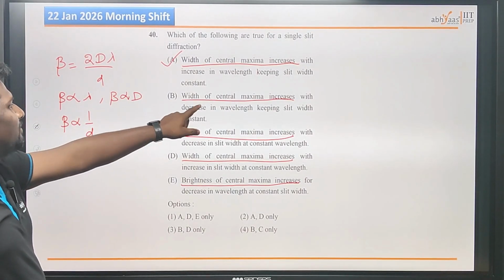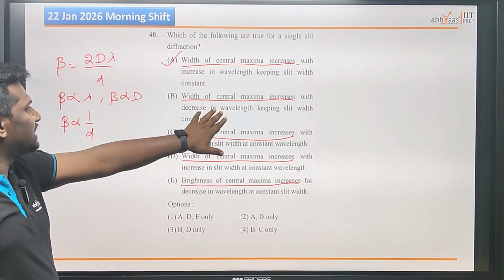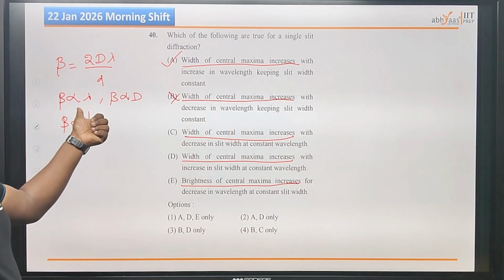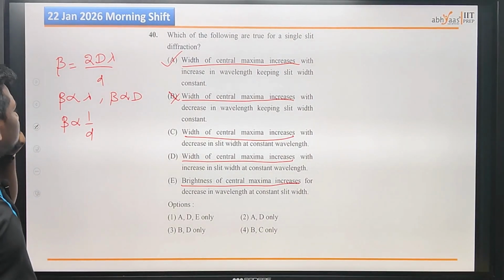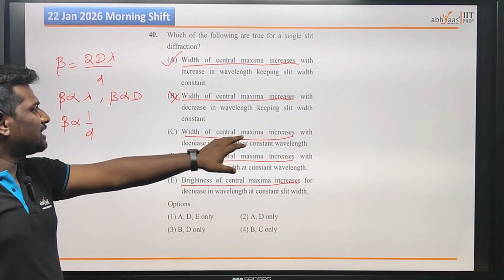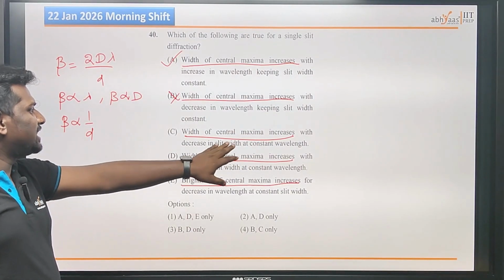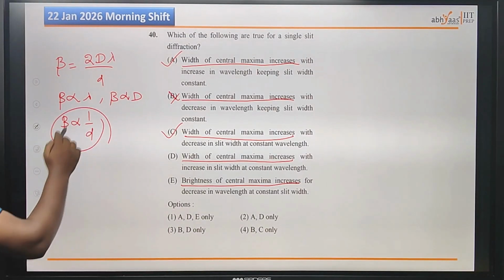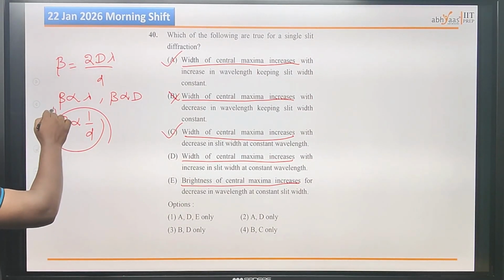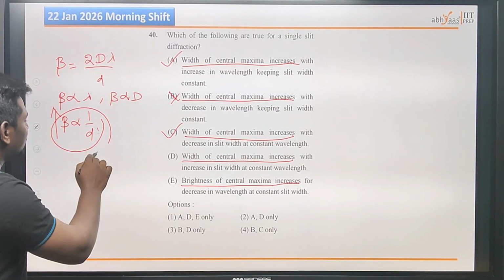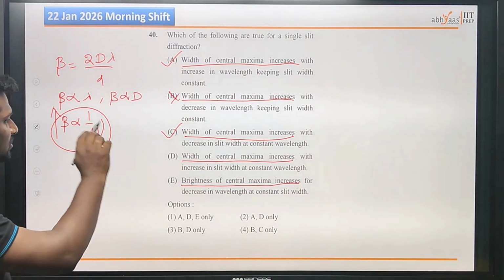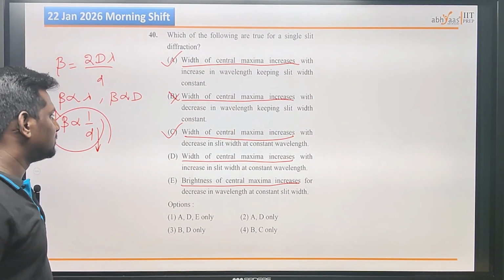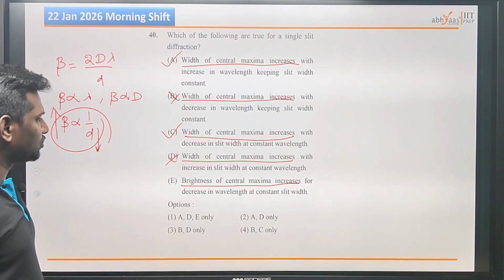Option B, width of the central maxima is increased with a decrease in wavelength. That is wrong, because beta is directly proportional to lambda. Next, option C, width of the central maxima is increased with a decrease in slit width. This is also right because it is inversely proportional. If beta is increasing, the slit width is decreasing. So that is also the right answer. Width of central maxima increases with the increase in slit width. This is wrong. It is a contradiction to option C.